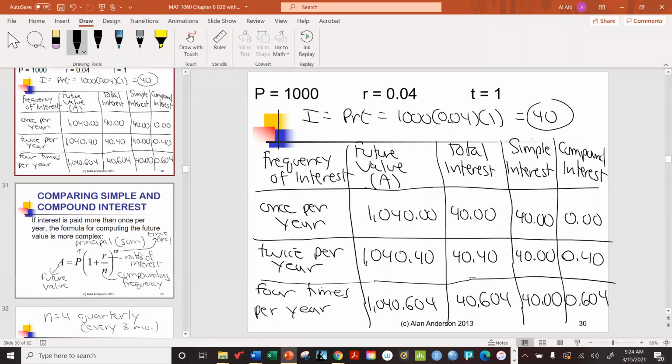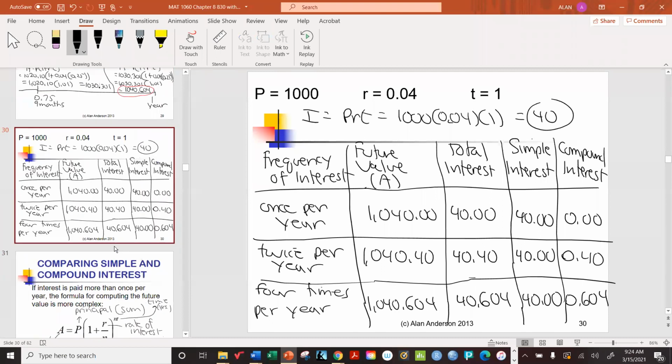All right, so let's summarize that. Wow, what a complicated chart we have here, but this is extremely important because it helps us visualize what's happening as we change the frequency with which the bank pays the interest. And you can see that each time they increase the frequency, it's making us better off as consumers.